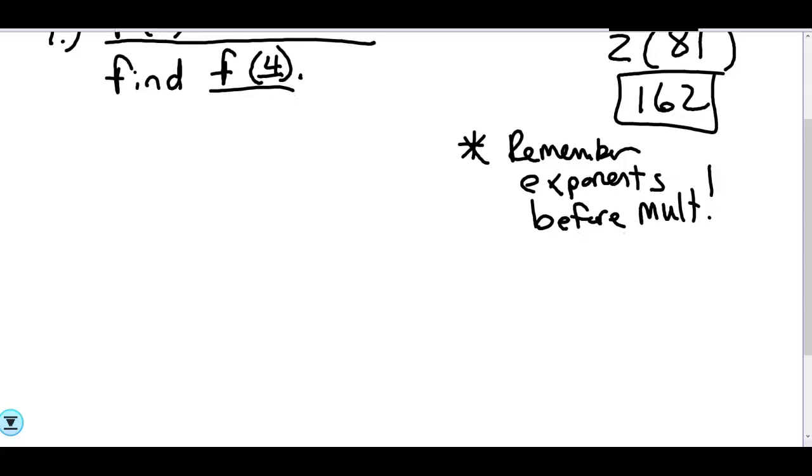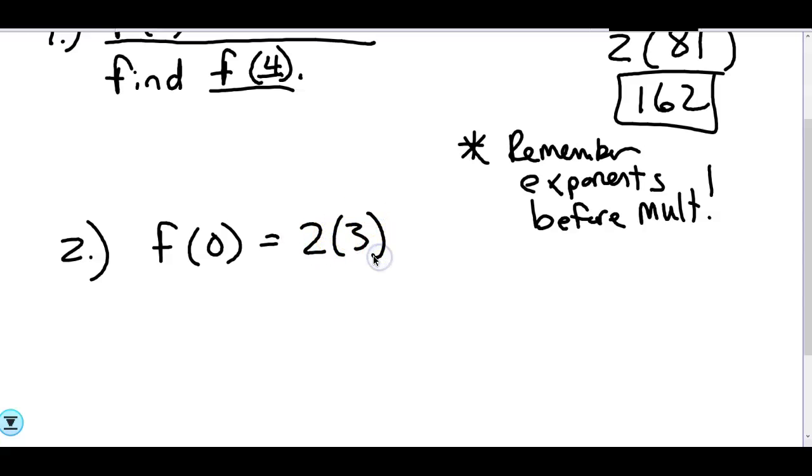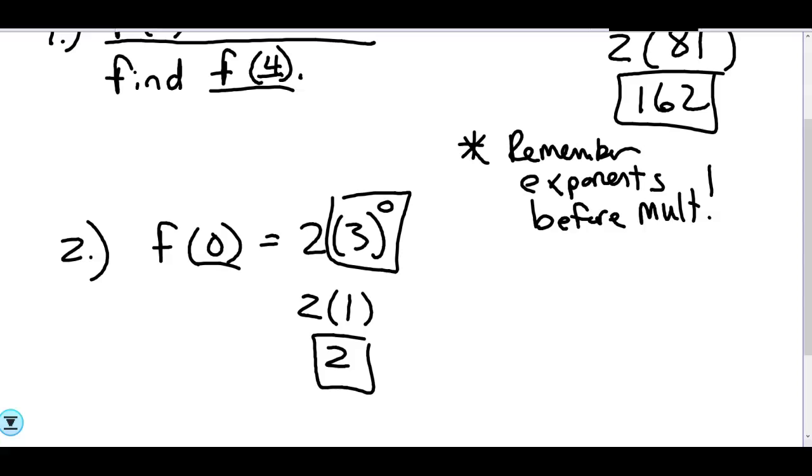All right, let's do another one here. Number 2. How about f of 0? Let's find out what f of 0 is. So what was my function? Was it 2 times 3 to the what power now? 0, because we're plugging in 0 now, right? Okay, so what do we do first? Exponents. And what is 3 to the 0 power? 1. Weird stuff, but there it is.